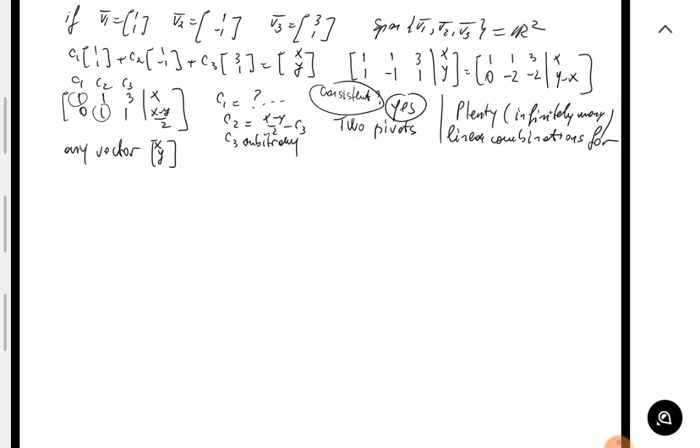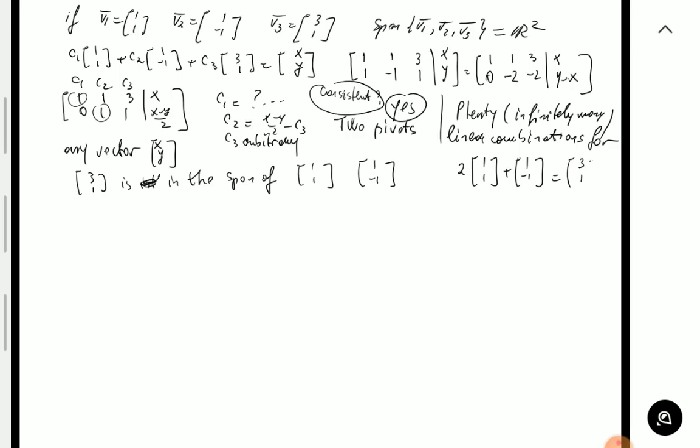So you might notice already that actually 3, 1 is in the span of 1, 1, and 1 minus 1. You can notice that if I take scalar 2 times 1, 1 plus 1 minus 1, I actually get the vector 3, 1. 2 times 1, 1 plus 1, minus 1.